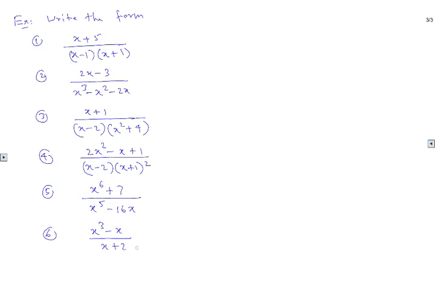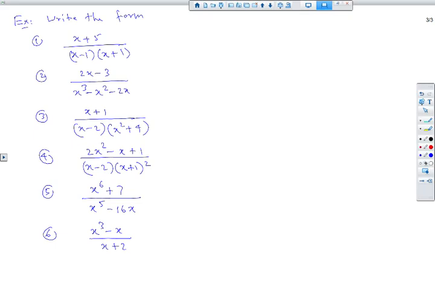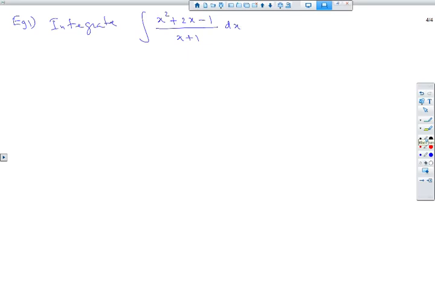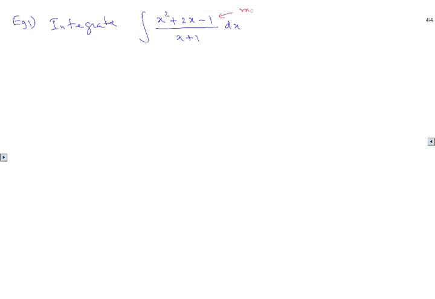So what we can do, we can handle problems like this. So the problem is, I'm going to call example number 1. Let's say integrate the problem: x squared plus 2x minus 1 divided by x plus 1 dx. Once you look at this problem, the first thing you notice is it is a rational function.